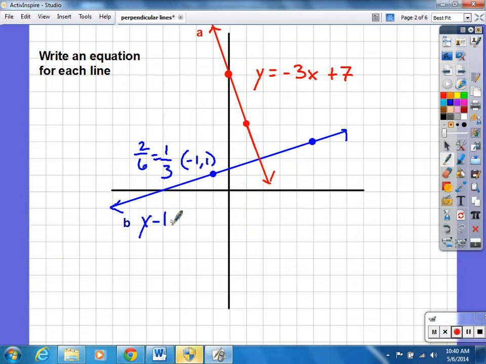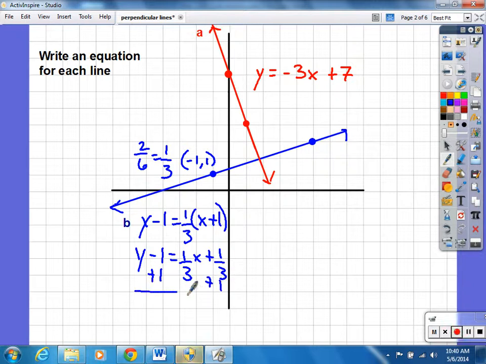y minus 1 is equal to 1/3 times the quantity of x plus 1. We know that if we have an equation in point-slope form and we're going to be comparing that to another equation, we need to transform this to slope-intercept form. And so we're going to distribute: y minus 1 is equal to 1/3 x plus 1/3. We're going to isolate the y by adding 1 to each side. And here's what we've got. y equals 1/3 x plus 1 and 1/3.